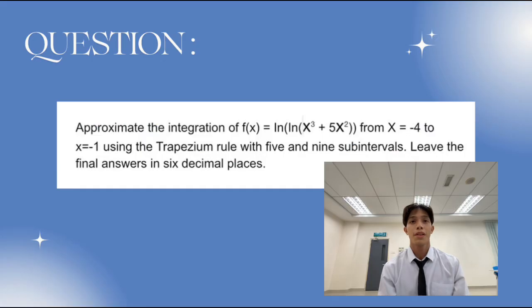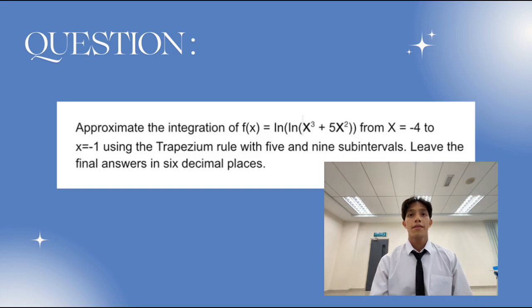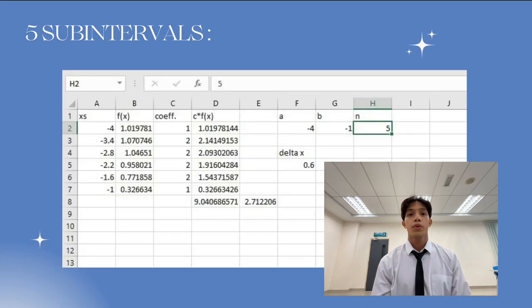For task 2, which is numerical method, we use the trapezium rule. The function given is ln x cubed plus 5x squared from x equals negative 4 to x equals negative 1, by using the trapezium rule with 5 and 9 subintervals. And the final answer will be in 6 decimal places. Then we go to the calculations.